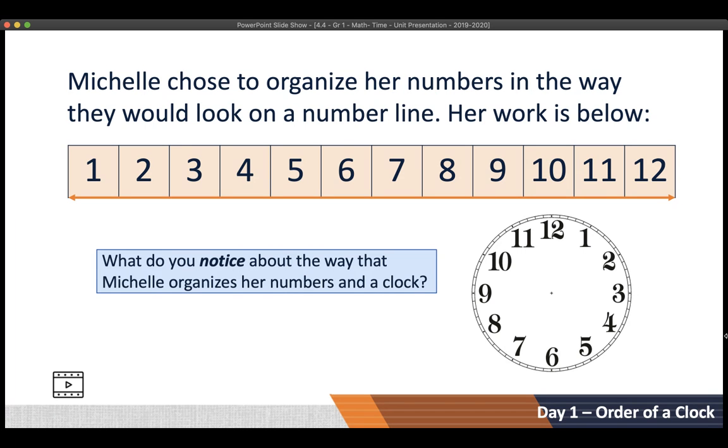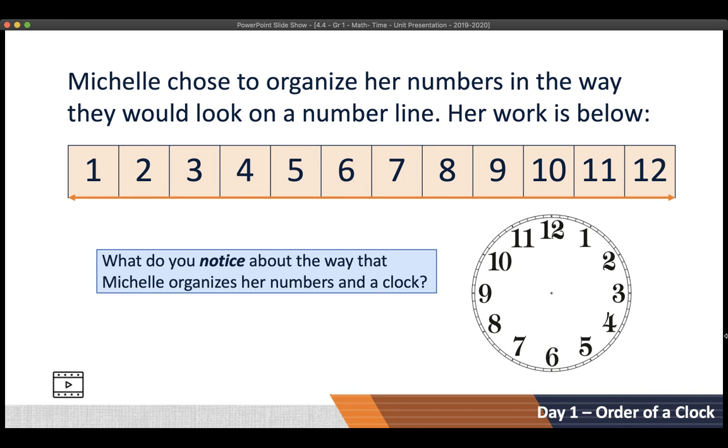Michelle chose to organize her numbers in the way they would look on a number line. Her work is below. So Michelle chose to go from 1 all the way up to 12 and put it in order of 1, 2, 3, 4, 5, 6, 7, 8, 9, 10, 11, and 12. What do you notice about the way that Michelle organizes her numbers in the clock?